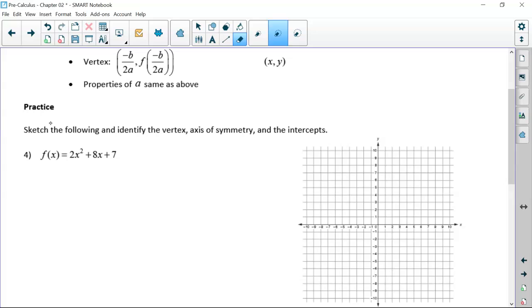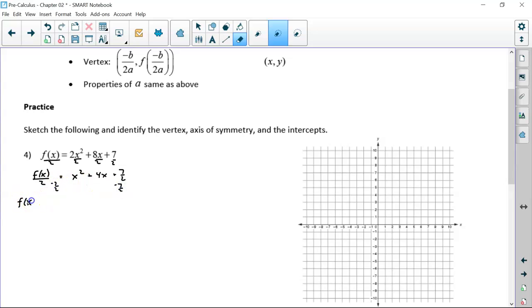So we're going to use our completing the square that we talked about previously. I'm going to divide each term by 2. So I have f of x over 2 equals x squared plus 4x plus 7/2. I'm going to subtract 7/2 from both sides.